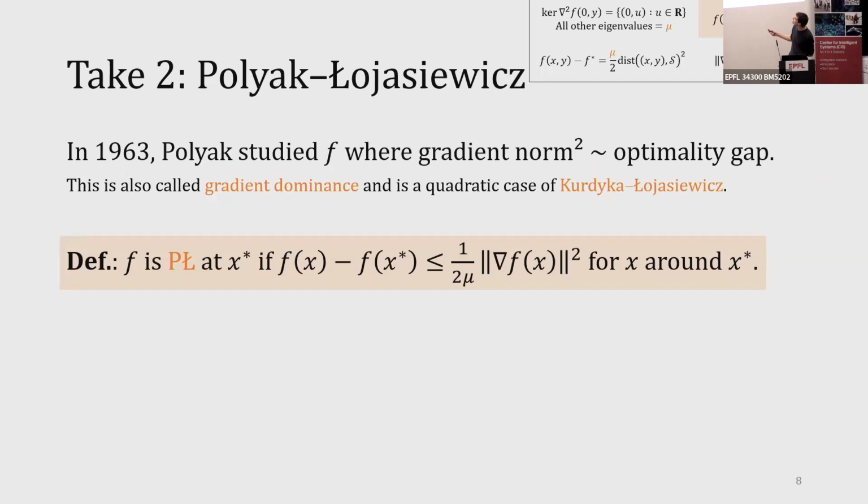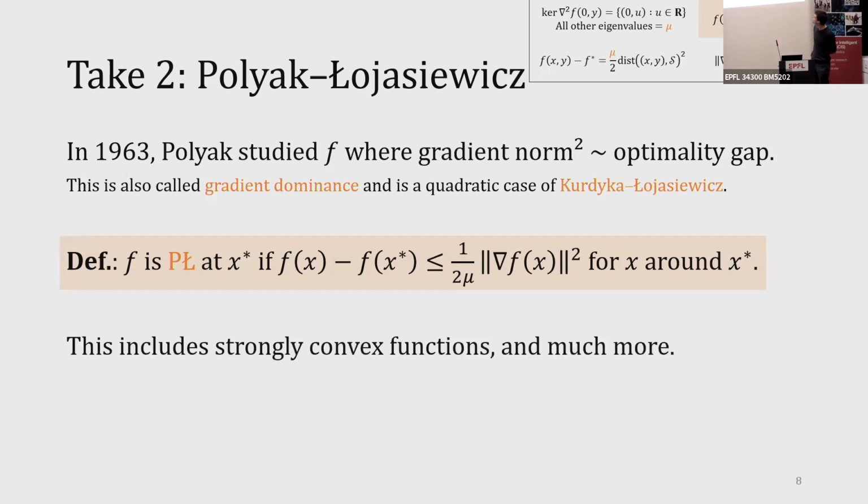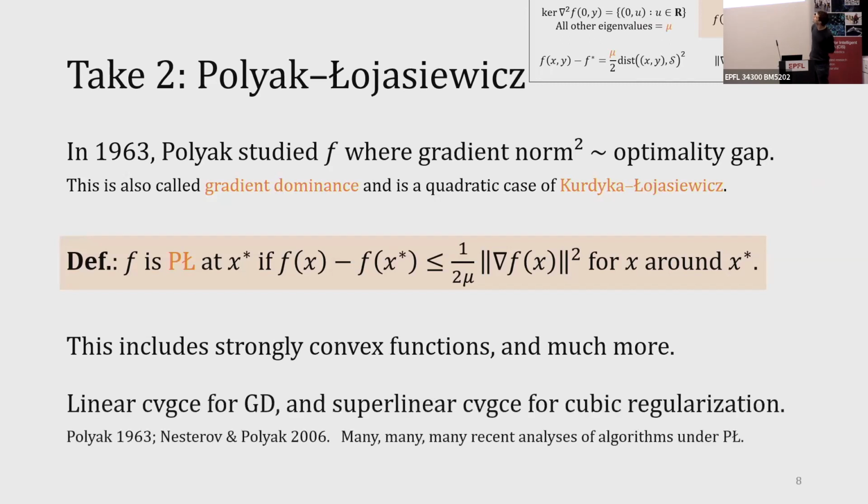And this is an assumption that you might be willing to make. It includes strongly convex functions, but many, many more. Under that assumption, you can prove all sorts of nice things about algorithms, and there are many, many papers. I'm not going to get into all of those, although I'll mention one, and I'll mention it two times more in this talk.